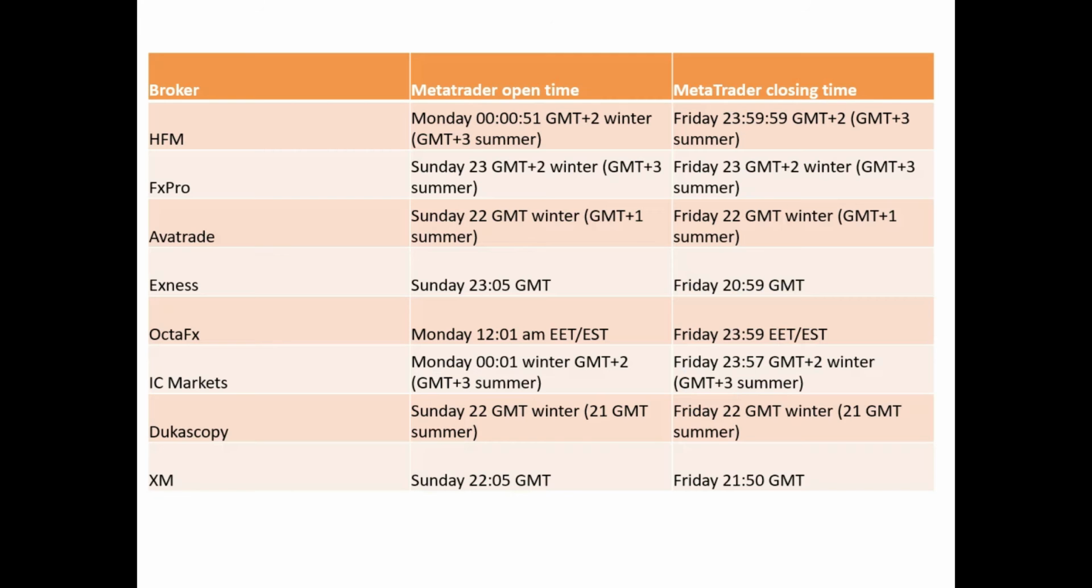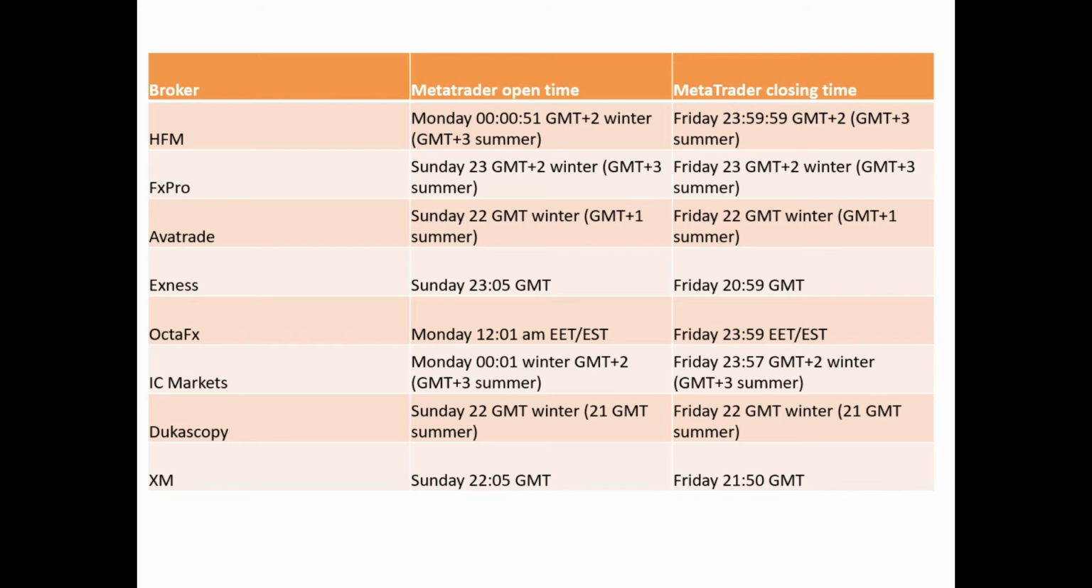For example, I will just show the table here. We created one research. I went, for example, to several brokerage companies, and on their websites for major forex pairs, I found a table, and in that table I tried to see when some brokers enable MetaTrader to trade, for example, major forex pairs, and what is the MetaTrader closing time for major forex pairs.